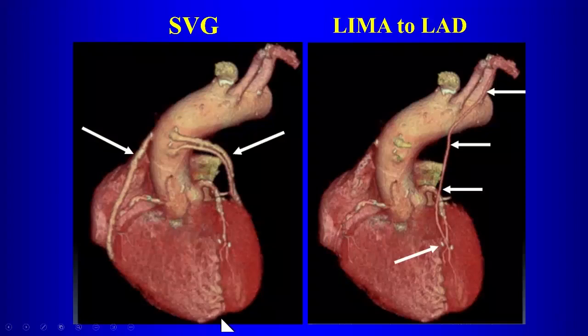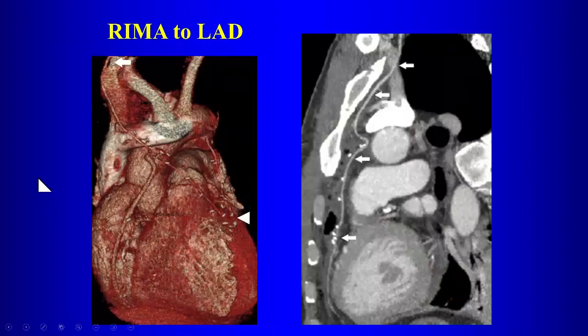But if you have a graft, then you have to make sure that you're above the origin of the graft. So especially if you have an internal mammary artery graft, you're going to have to start at the level of the subclavian arteries above the arch. So you have to include all of that in your scanning field. So it's very important to know if the person has any bypass grafts before you actually do your cardiac CT.